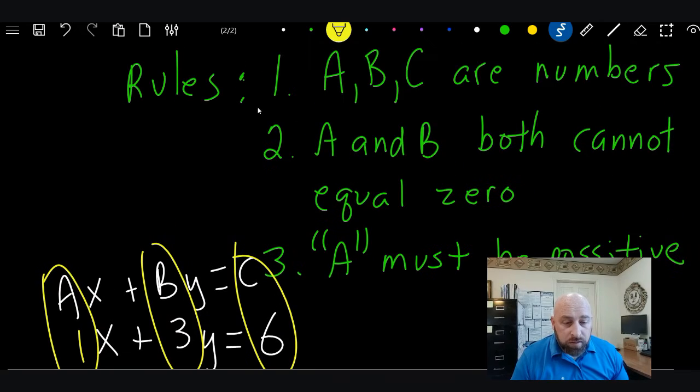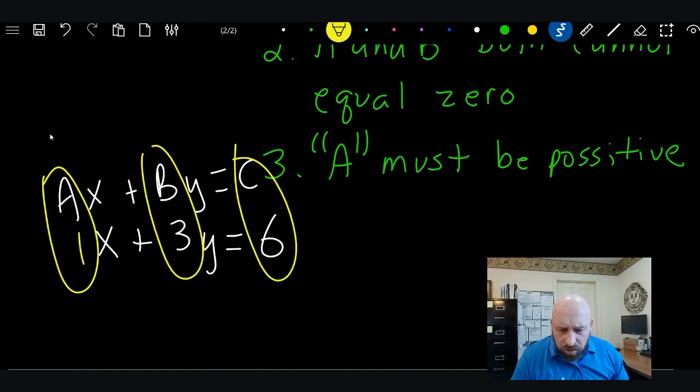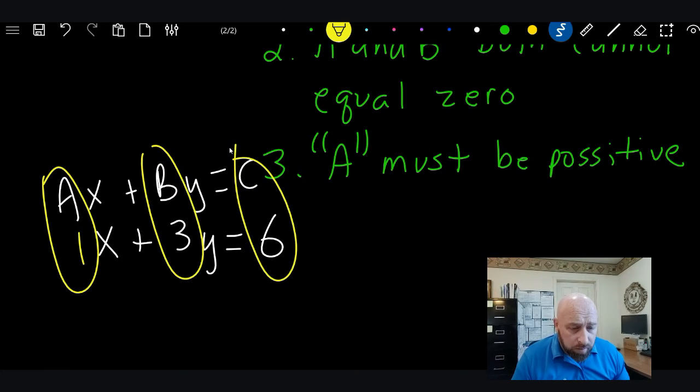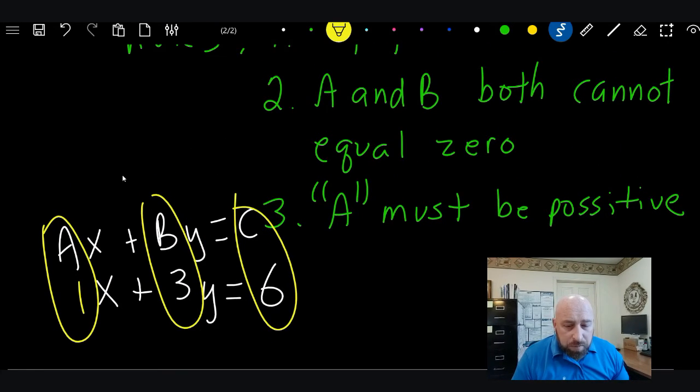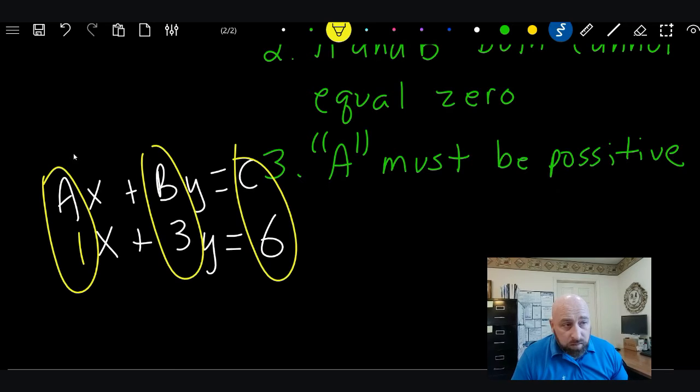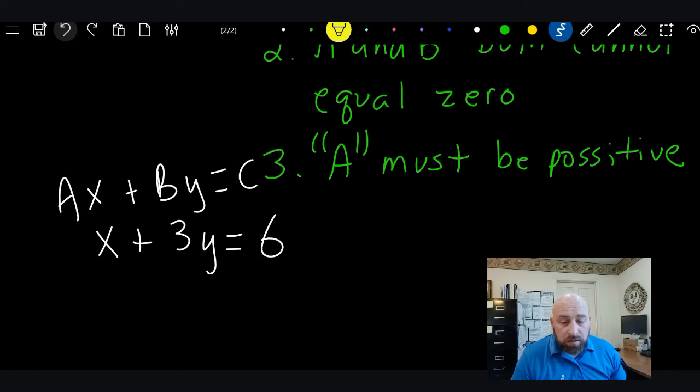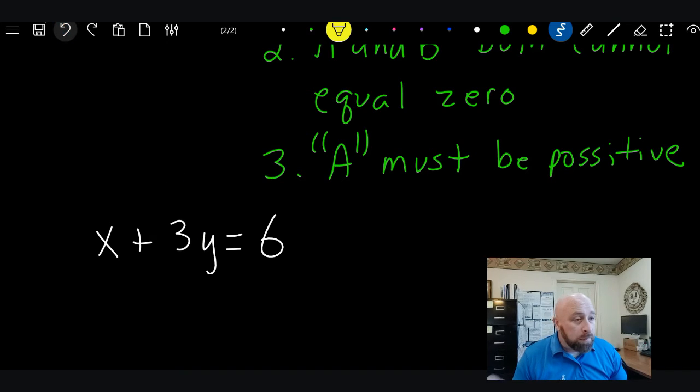They're all numbers. What's the second rule? A and B both cannot equal 0. A is 1 and B is 3. Good. And then A must be positive. It's a positive one, there's no negative sign, so that means it's positive. Looks like we're good, so we have it now in standard form. That's where we want to be.